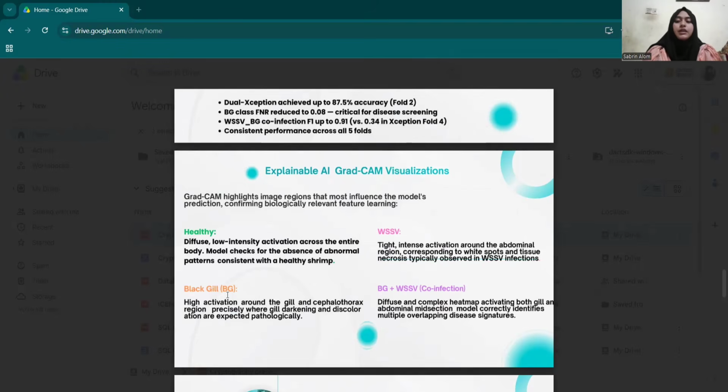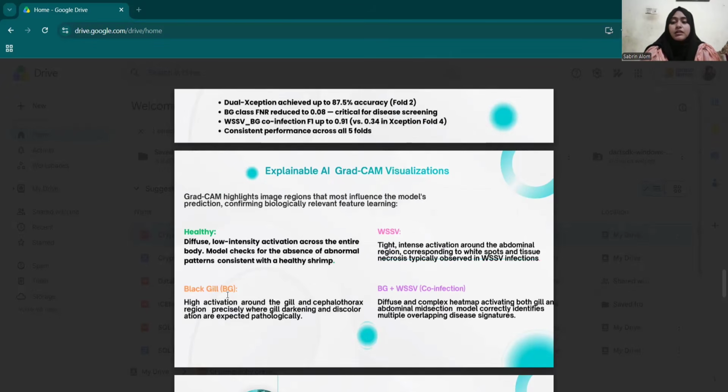White spot virus, the heat map focused on the abdominal region and the shrimp belly. This is biologically accurate because white spot virus causes white patches on the body and tail. And the last one is BG plus WSSV, which is called co-infection. Both are occurring at the same time.